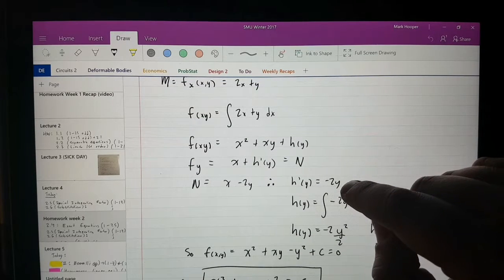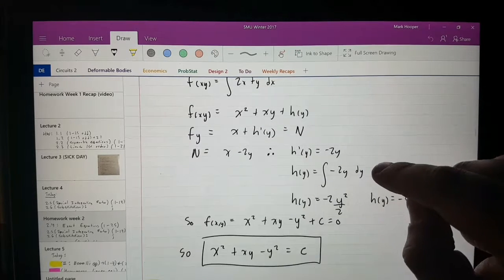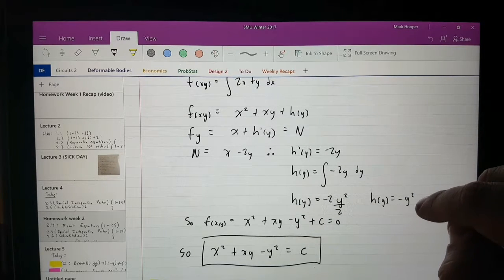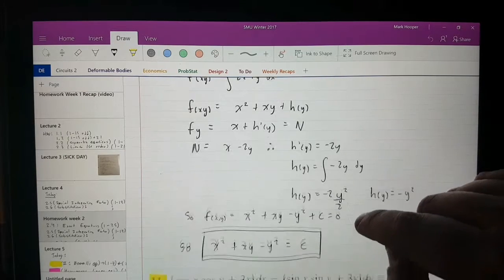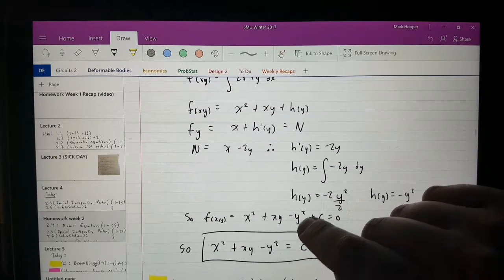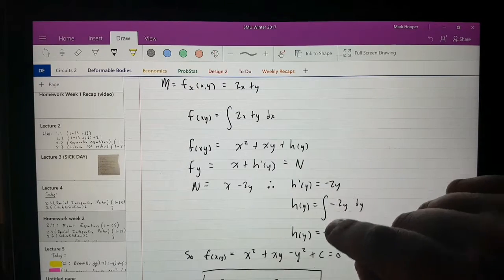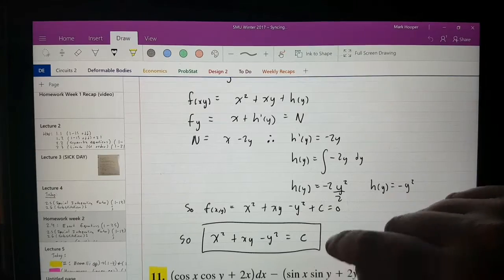So if h prime of y is minus 2y, well, h of y is going to be the integral of that with respect to y. And then we go ahead and get that. And so we found that h of y is negative y squared. So this is what our function is. F is equal to this stuff. Because, like we said, f of x, y is x squared plus xy plus h of y. And once we found it, we just plug it in and get that.